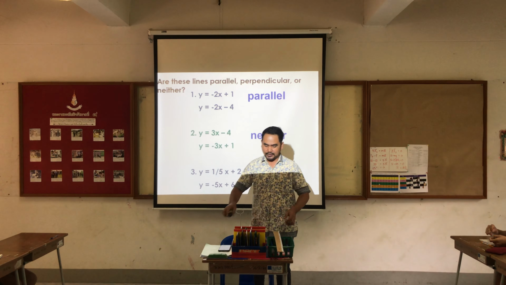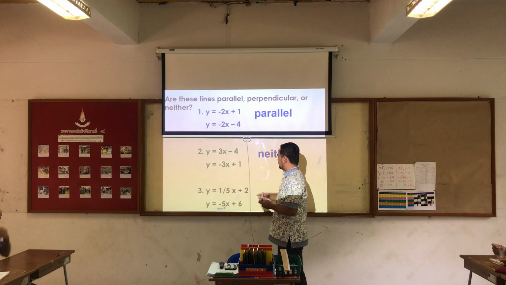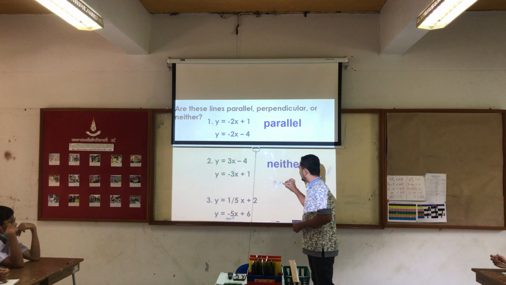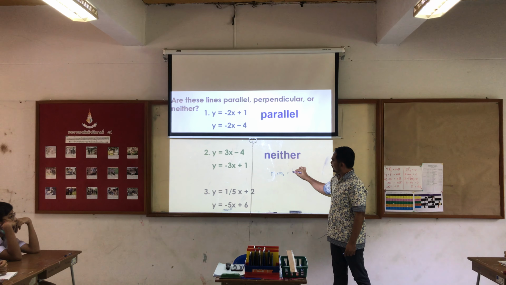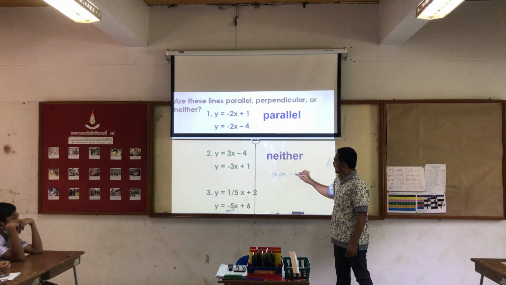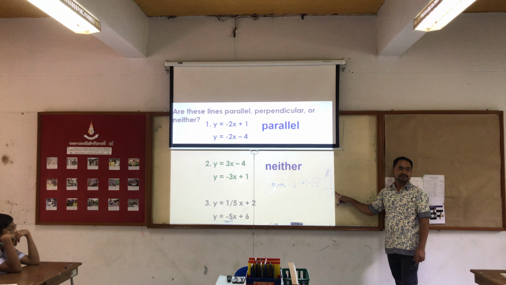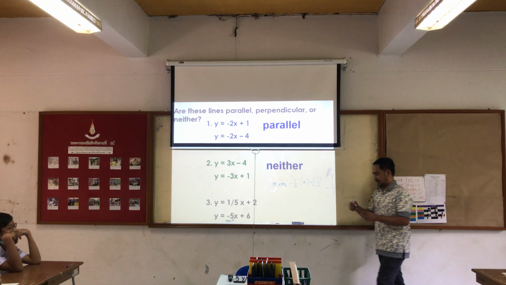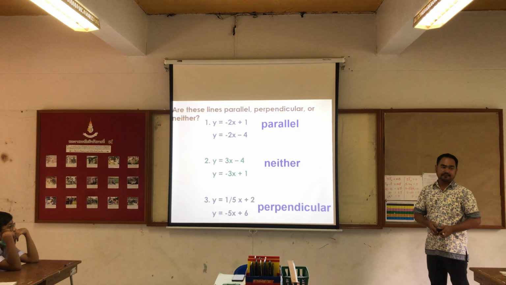Can you still remember how to check if it is perpendicular? To check, that is m1 times m2, right? m1 is how much? 1 over 5 times negative 5. This will be cancelled out. The answer is negative 1. If the answer is negative 1, that is perpendicular. Okay? So this is perpendicular. How about the next one?